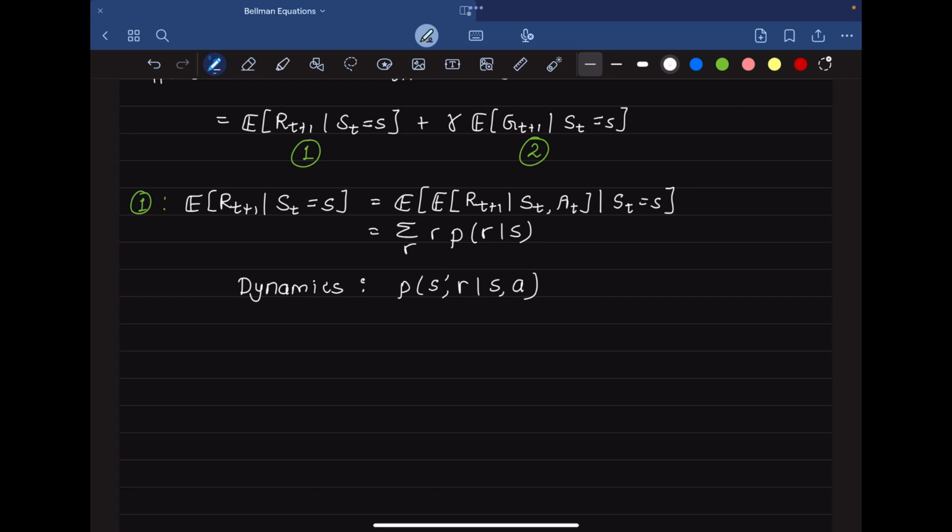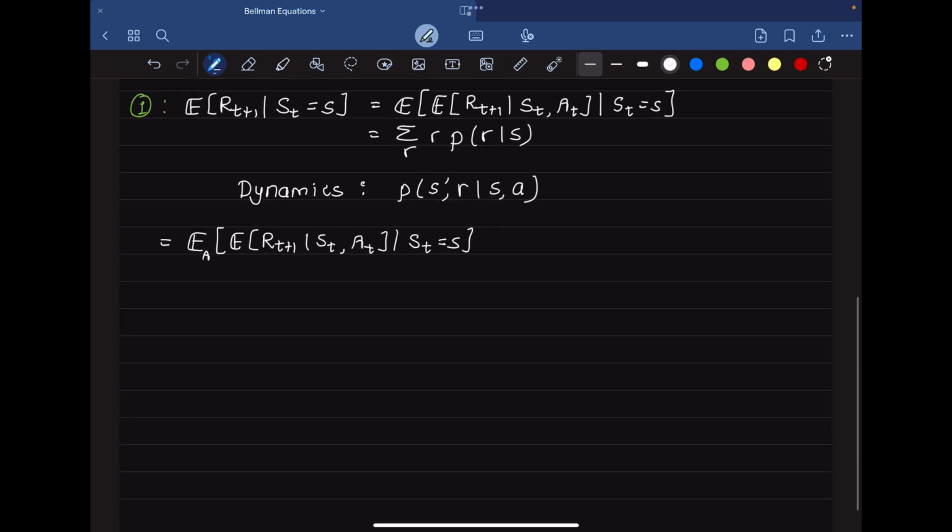And so therefore, what I can say is that the outer expectation is of course with respect to all the actions possible. And the inner expectation is like this. It is Rt+1 given the starting state St and action At, and this being conditioned on St equal to s. If I open this up, this will be equal to summation over all the actions.